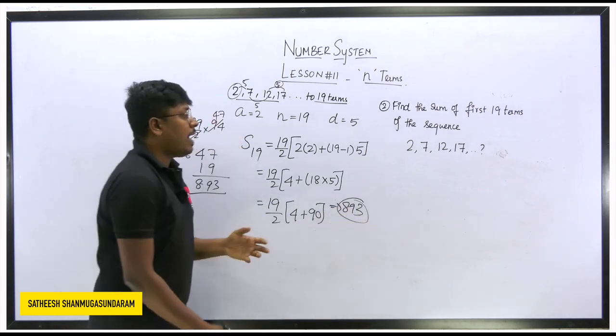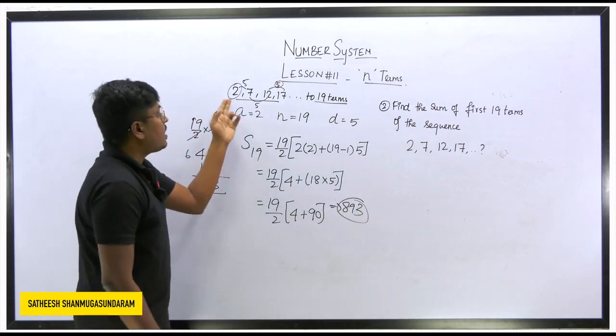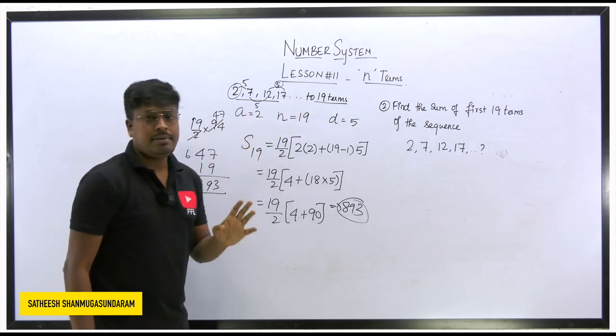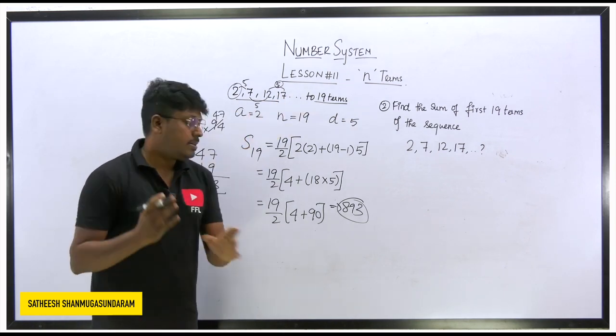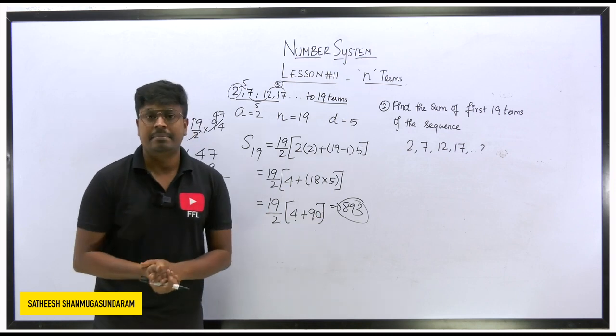So similarly, if you add and see in the traditional method, starting from 2 till 19 terms, if you add all the numbers, the resultant answer will be 893, the same. Got it?